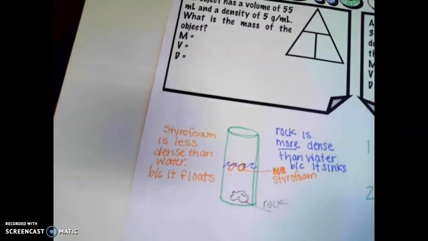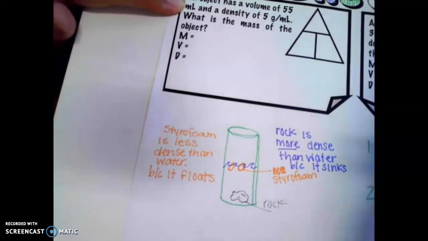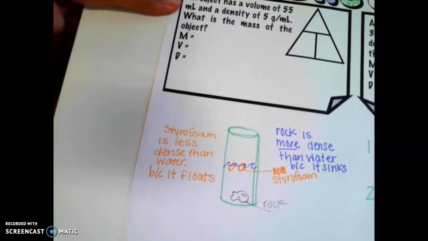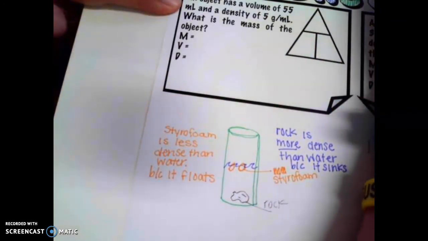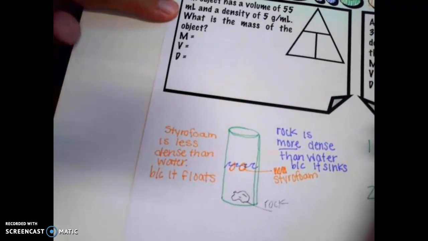Now, this is really important as we get to start studying the different ocean currents, because density differences in water due to salt and temperature, we're going to find out, is actually what causes the ocean currents. So it's really important that we understand this scientific phenomenon or measurement of density.